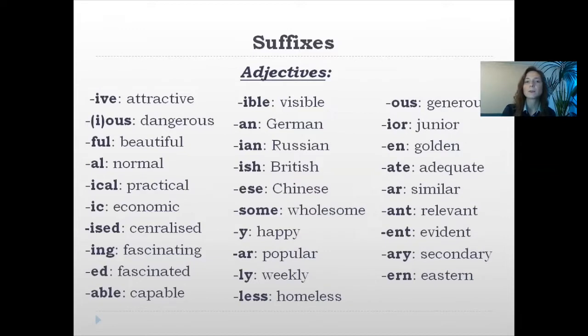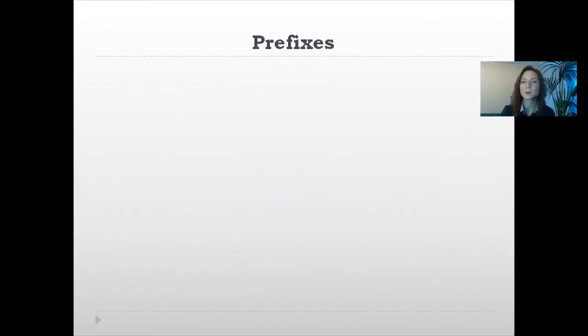If we speak about different nationalities or languages, we use these suffixes as N, IAN, or ISH, like British, Russian, or German here in the example. One more suffix for the adjective in terms of nationalities is ESE, like Chinese, for example. So the next slide shows you the prefixes for nouns and adjectives.